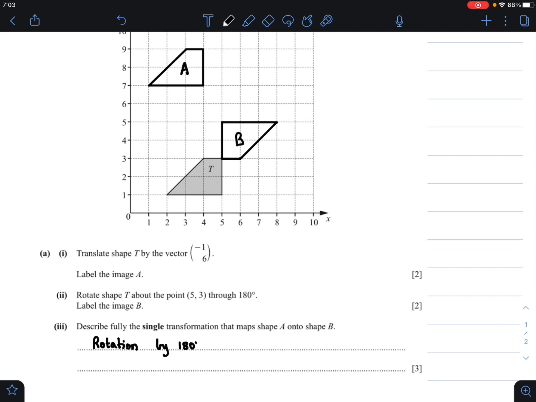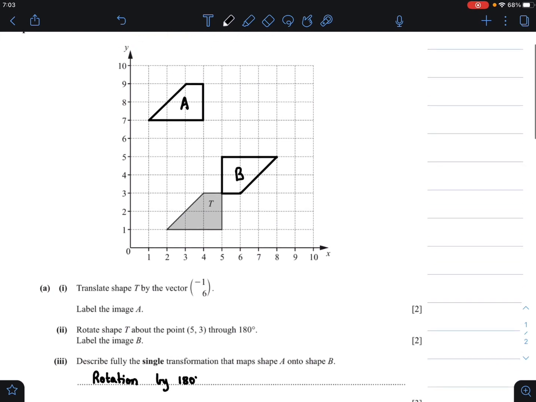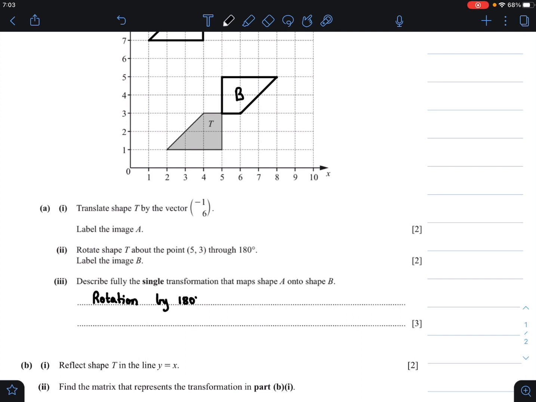This is solely based on trial and error. You need to use your translucent sheet again, trace A, and at different points you rotate your shape A at that point till it reaches B as it is. Once you do that, you should get your answer as rotation by 180 degrees at the point 4.5, 6. So therefore this will be your final answer for part A3.